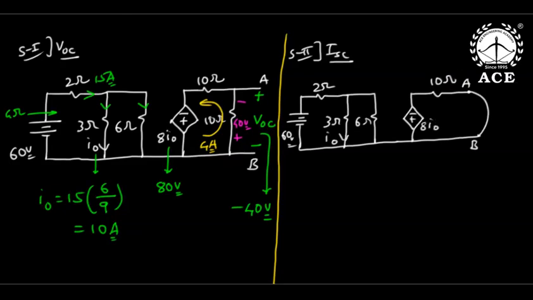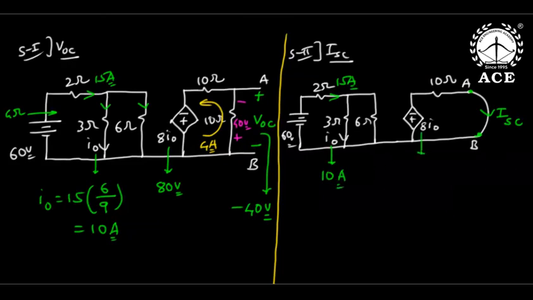I need ISC. If A is positive with respect to B, passive notation, this is ISC from A to B. But why did I remove these 10 ohms? This 10 ohms I removed because it is shorted. Now again, the resistance seen by this is 4 ohm, 60 by 4 is 15 amperes. 15 will divide, it is going to be 10 amperes.